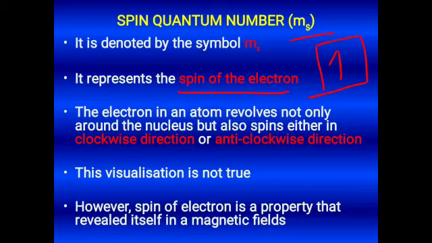So overall, there are chances for the electron to spin in 2 directions, either clockwise or anti-clockwise. But this visualization, this concept of the electron spinning around the nucleus, is not true. However, spin of an electron is a property that reveals itself in a magnetic field. In the presence of a magnetic field, we can obtain the spin of the electron on its own axis along with the movement of the electron in an orbit.